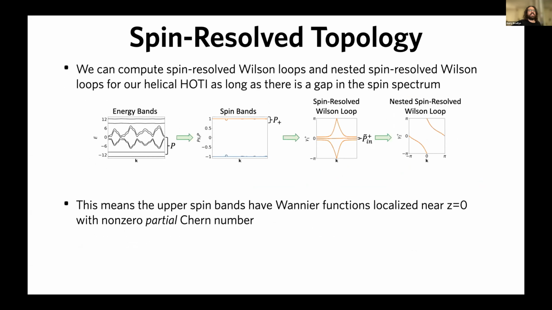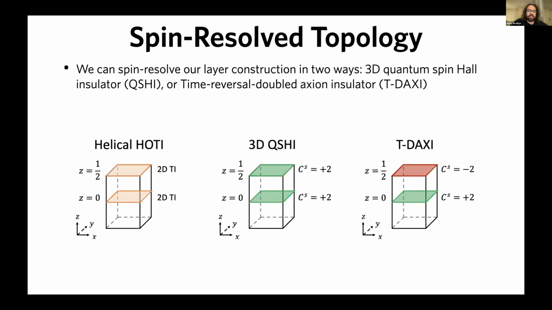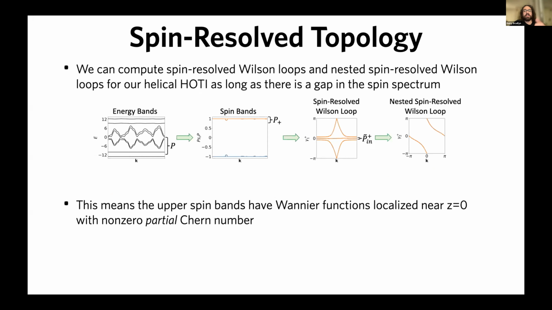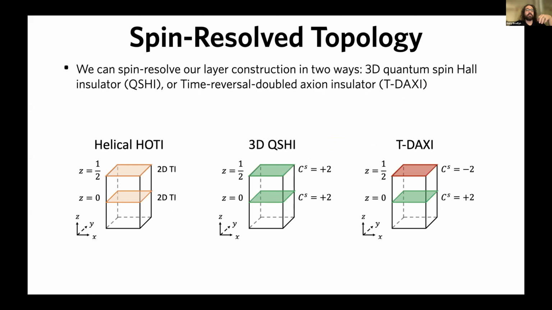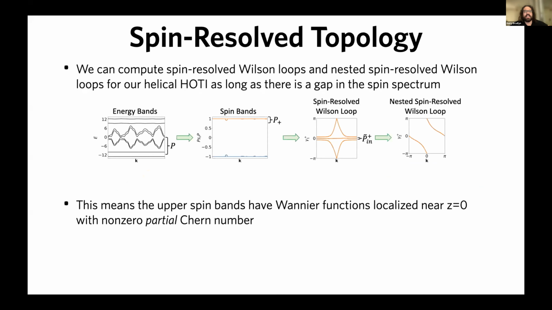I'll skip this aside for a second and just say that we can apply this procedure to 3D helical Halides. We take our occupied bands, look at the spin operator, focus on just, say, the upper spin band, the mostly spin up ones, and we find that for our helical Halide, the mostly spin up bands have partial Chern number 1. Mostly spin down bands have partial Chern number -1. And we can do this both for the hybrid Wannier band centered near z = 0 and z = 1/2.